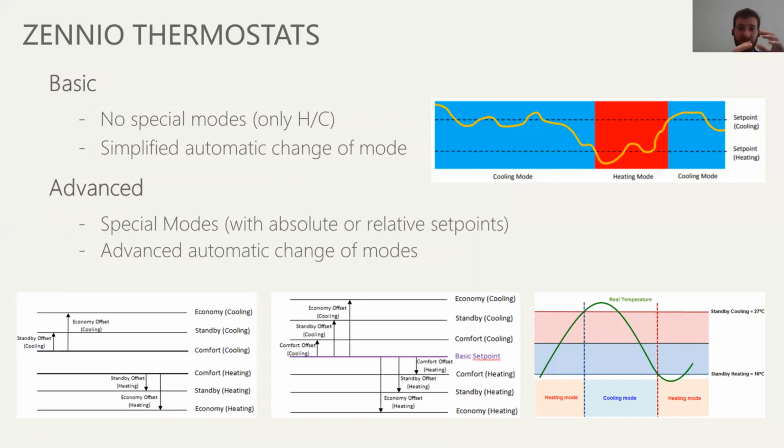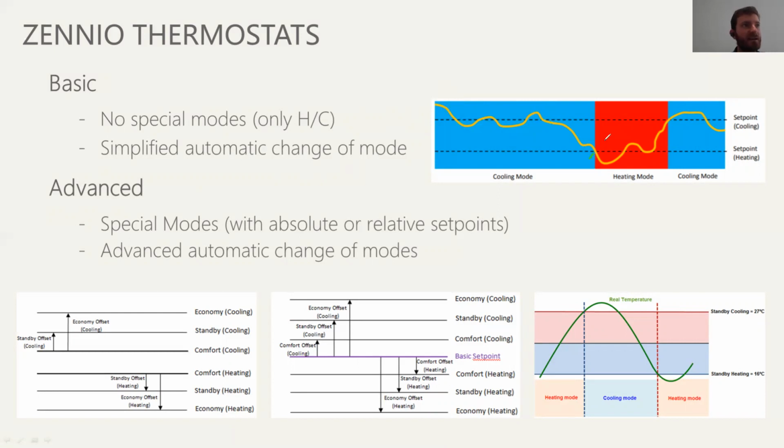And the difference between them is this: the basic thermostat has no special modes. So it's either on, off, and heating, cooling. And it has a very simple automatic change of mode defined by a set point for cooling and a set point for heating, which is what you can see here on the screen. And let me get that in probably green. So this would be the thermostat in cooling mode, and you have selected automatic change of mode. The thermostat is in cooling. It's cooling the room, however that looks like.